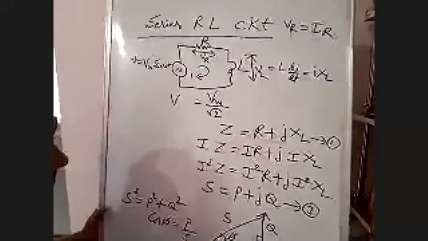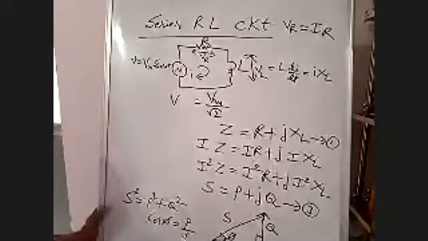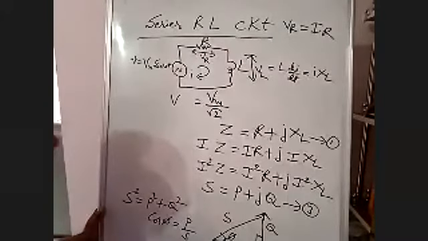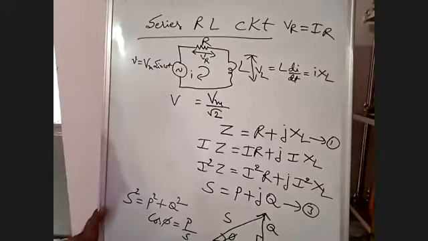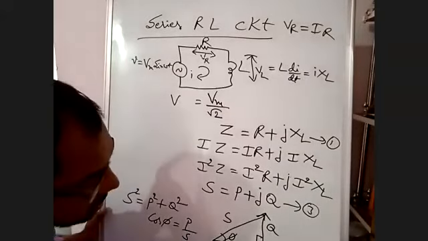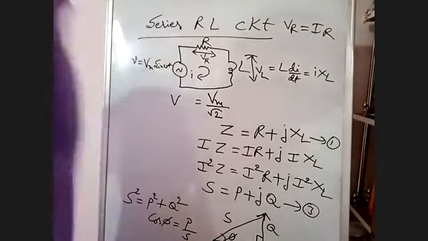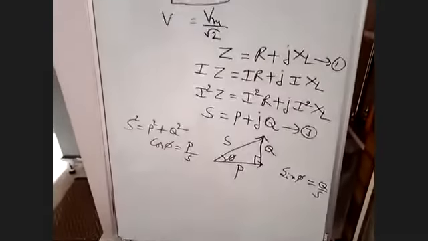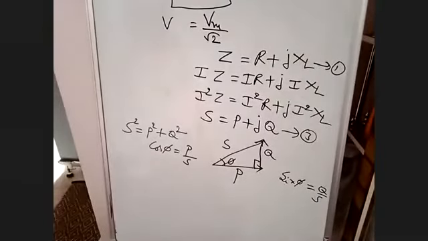R by Z, from this diagram. V by S, P by S. Real value by imaginary value. Sin phi is equal to Q by S. Cos phi is equal to P by S. Sin phi is equal to Q by S.